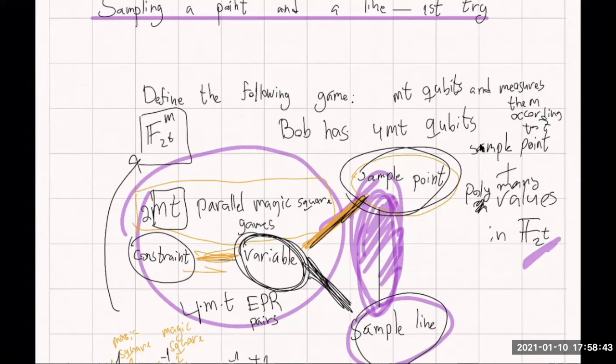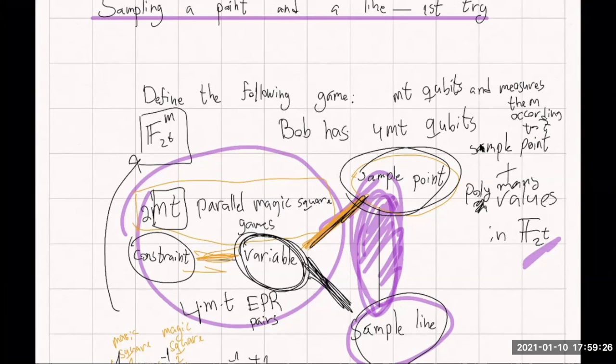Yeah, so I didn't explain how the line player works. I only explained that the point player measures half of the left part of the EPR pairs with respect to the Z basis, right? And he needs to use that measurement to answer what his point is. Okay, and the line, what does the line guy need to do? Okay, so this is a bit more complicated, and at least here I cannot answer it in a way that hides the line.